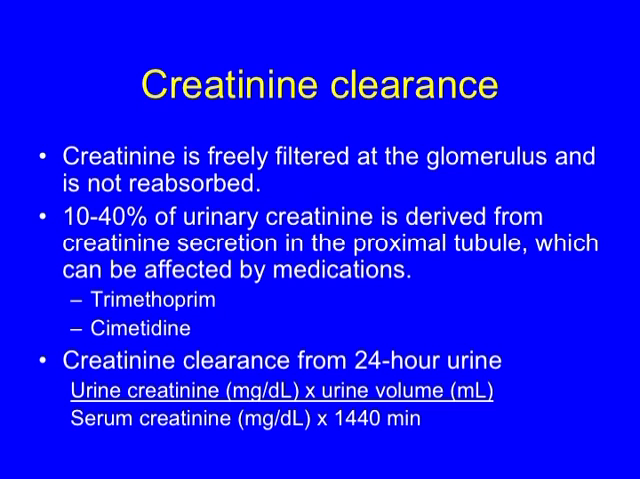However, the caveat is that 10 to 40% of urinary creatinine is derived from creatinine secretion in the proximal tubule, and this creatinine secretion can be affected by medications. So 2 medications as examples that may affect creatinine secretion include trimethoprim, which is one of the components of Bactrim, and cimetidine. One can calculate the creatinine clearance from a 24-hour urine collection.